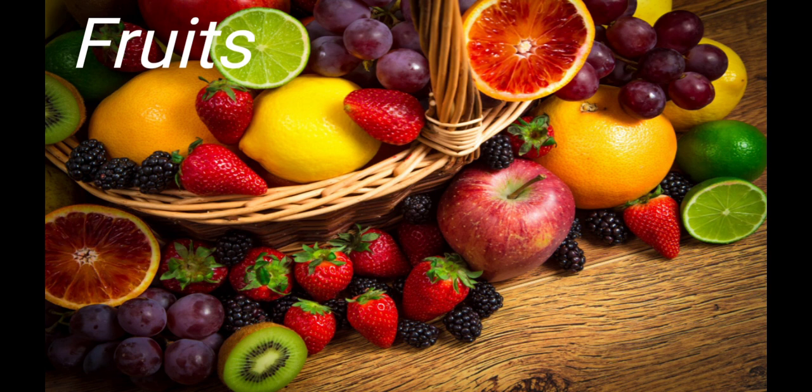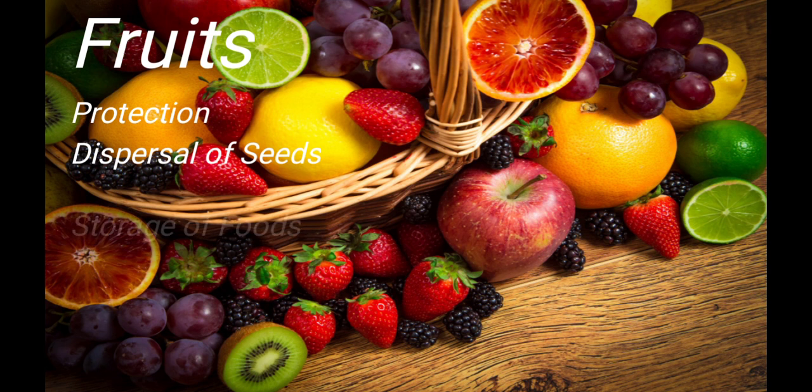Functions of fruit. Number 1, protection. It protects the seed against injuries and unfavorable climatic conditions. Number 2, dispersal of seeds. It helps in the dispersal of seeds or fruits with seeds when they are ripe. Dispersal occurs with natural methods and artificial methods too. Number 3, storage of food. It stores the food material in case of tomato, apple, mango, etc.